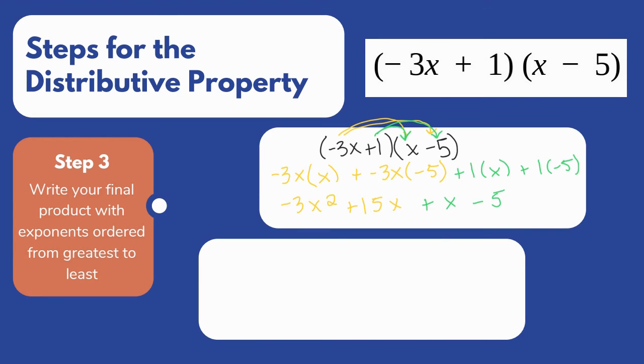Just like for our box method, our final step is to write our final product with our exponents ordered from greatest to least. I noticed that, similar to my box method problem, I still have some like terms here in the middle of my problem. So before I write my final product, I'm going to combine those together. 15x plus 1x is 16x. Then I'll bring down my negative 3x squared, which doesn't have a like term, and negative 5, which also does not have a like term. Now I have my exponents ordered from greatest to least, so this is my final product.